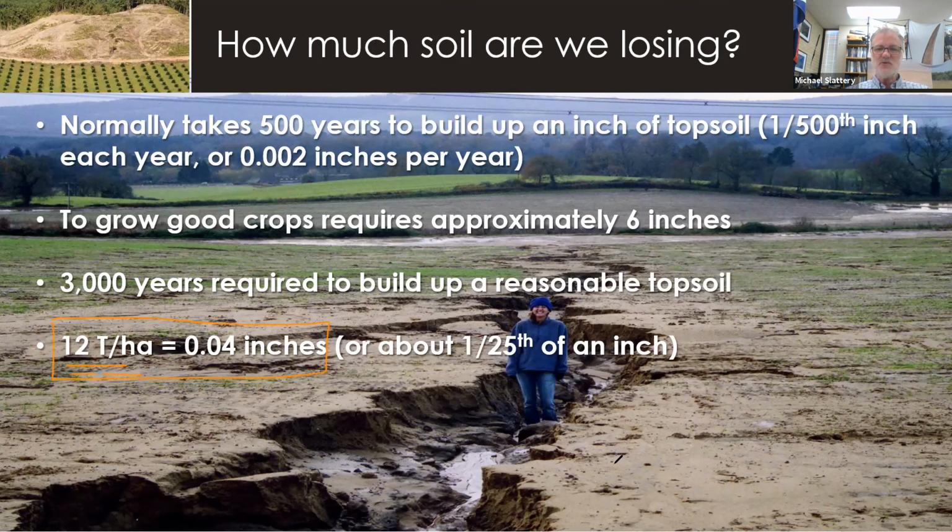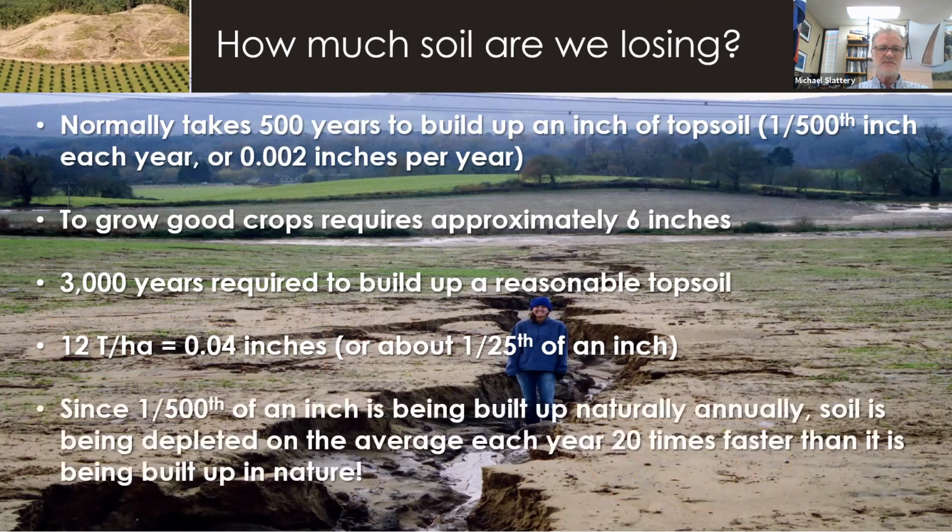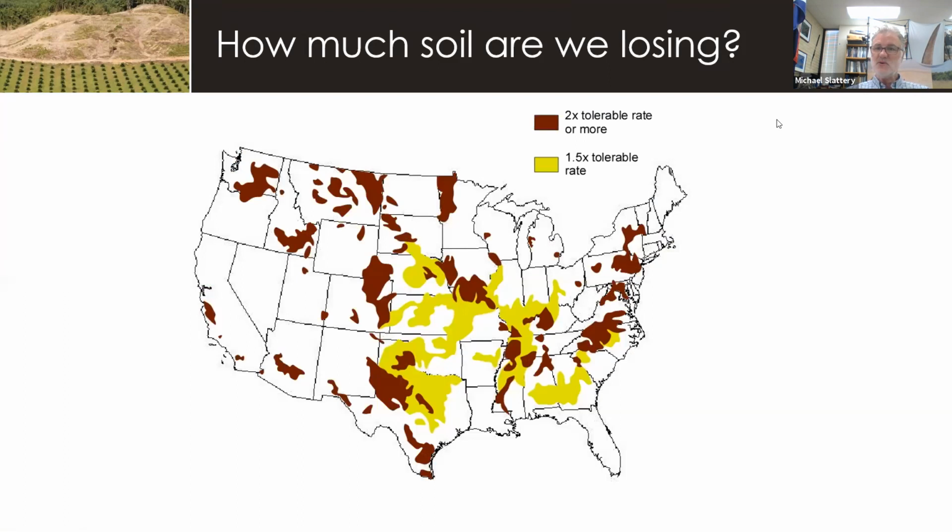Because the T values in the US are 2 to 11, right? In other words, the current rate of soil loss in the US is above the range of T value. Now, that doesn't mean that every place in the US is losing soil catastrophically, right? Not at all. But here's what it does mean. When you look at the United States, and if you were to just look at where soils are being lost at 1.5 times the tolerable rate and more than twice the tolerable rate, this is the map that you get, okay? These are the most susceptible soils in the US in terms of erosion.